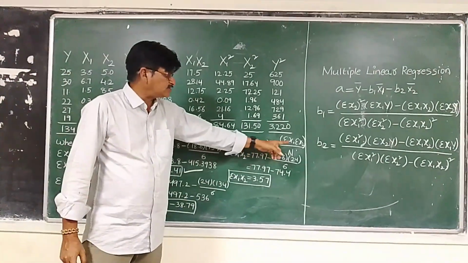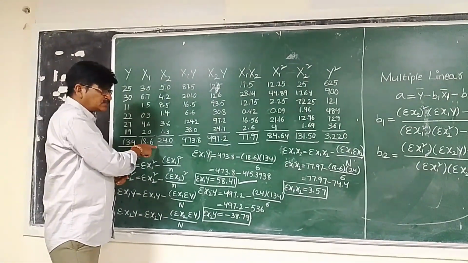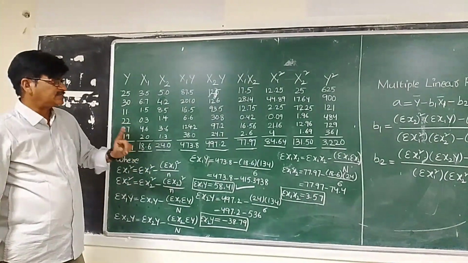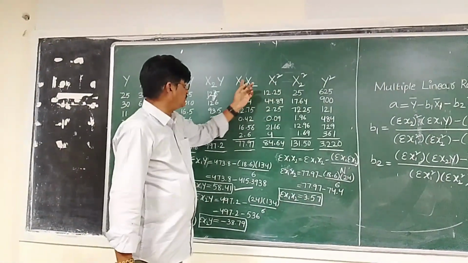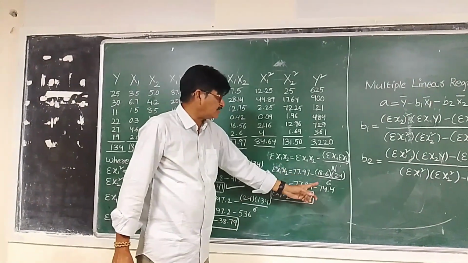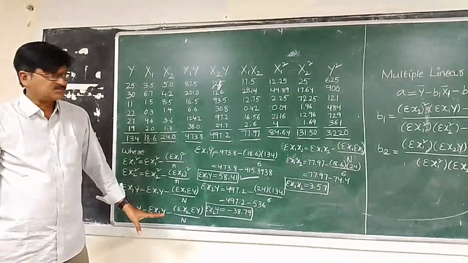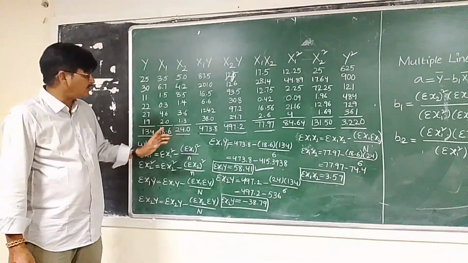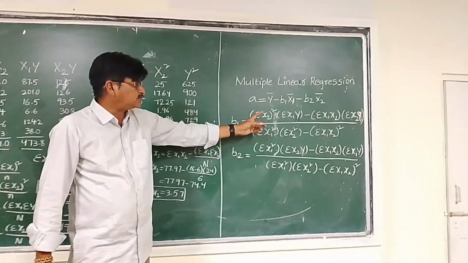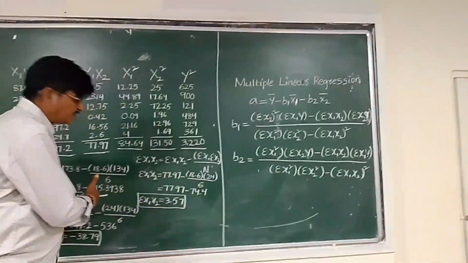Then x1 x2 also, here I have shown, my dear students, how to do. Sigma x1 into sigma x2 by n. Sigma x1 means this total, sigma x2 means this total, divided by n, which is 6. For x1 x2, the table value is 77.97 minus this, and you are going to get 3.57. See, my dear students, after you get all the values where the formula demands, we calculated x2 square, x1 square and all the values separately.